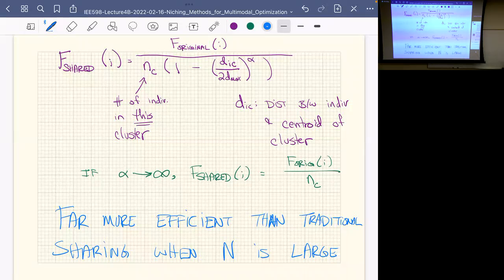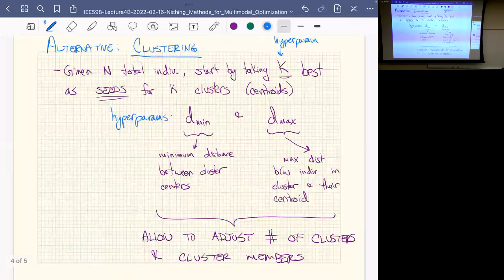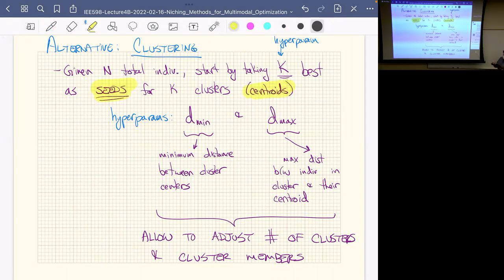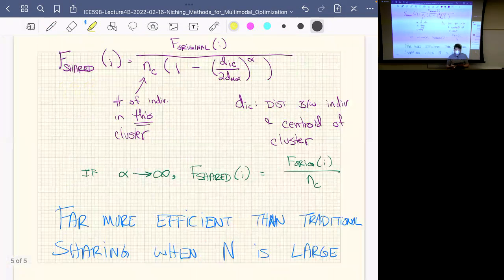Online, I think I see a new question. Yes, the centroid of the cluster is the seed. So if I go back here, the seed here is the same as the centroid. Any other questions? So that's another approach to diversity preserving or niche preserving.